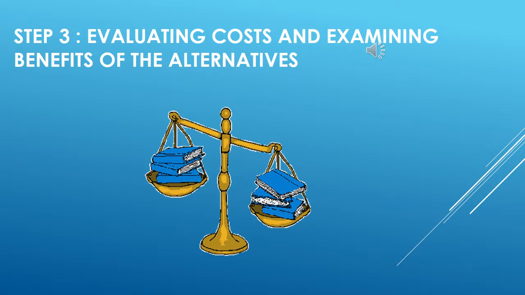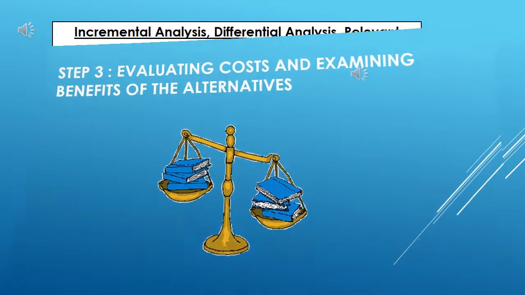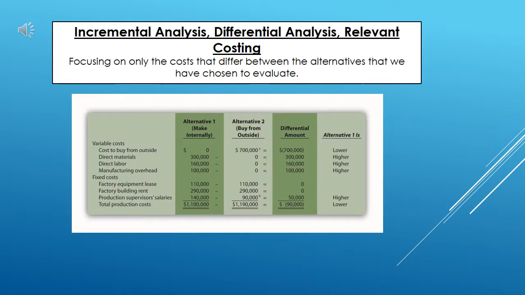Step 3 of the chapter focused on evaluating costs and the benefits for alternatives. What our group focused on were relevant factors such as cost differences. Cost differences are items that cost two separate things. The process we use to evaluate the costs is referred to as incremental analysis or differential analysis. It is also known as relevant costing because it only focuses on the factors that are relevant.